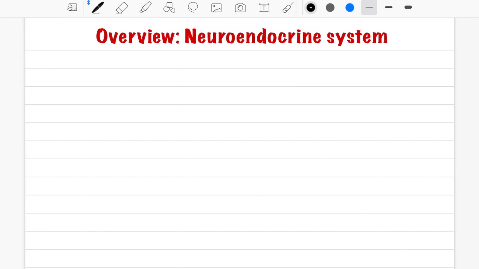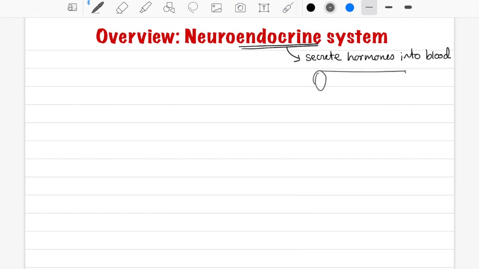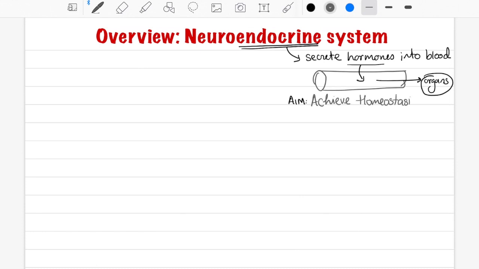This is going to be a brief overview of the neuroendocrine system. The main function of the system is to secrete hormones which will move through the blood towards a specific organ or a target cell, and it acts on that target cell to change its function. The main aim of it is to achieve homeostasis, to maintain that internal balance within the body.